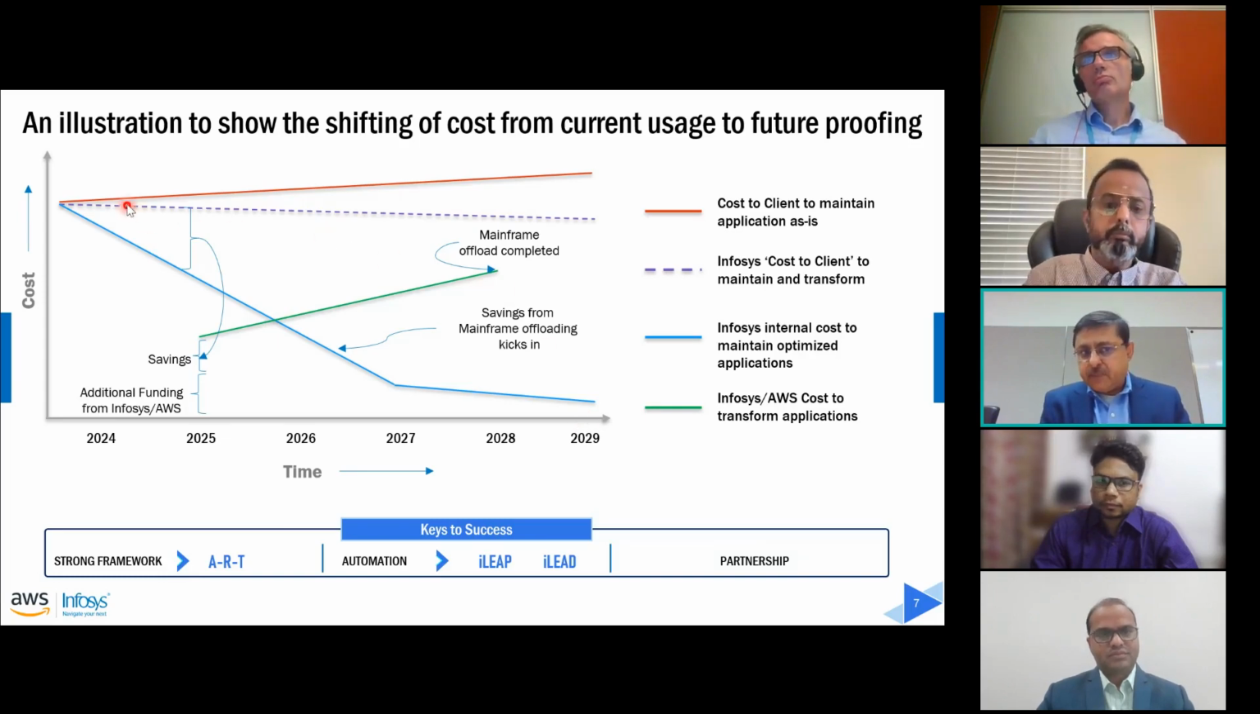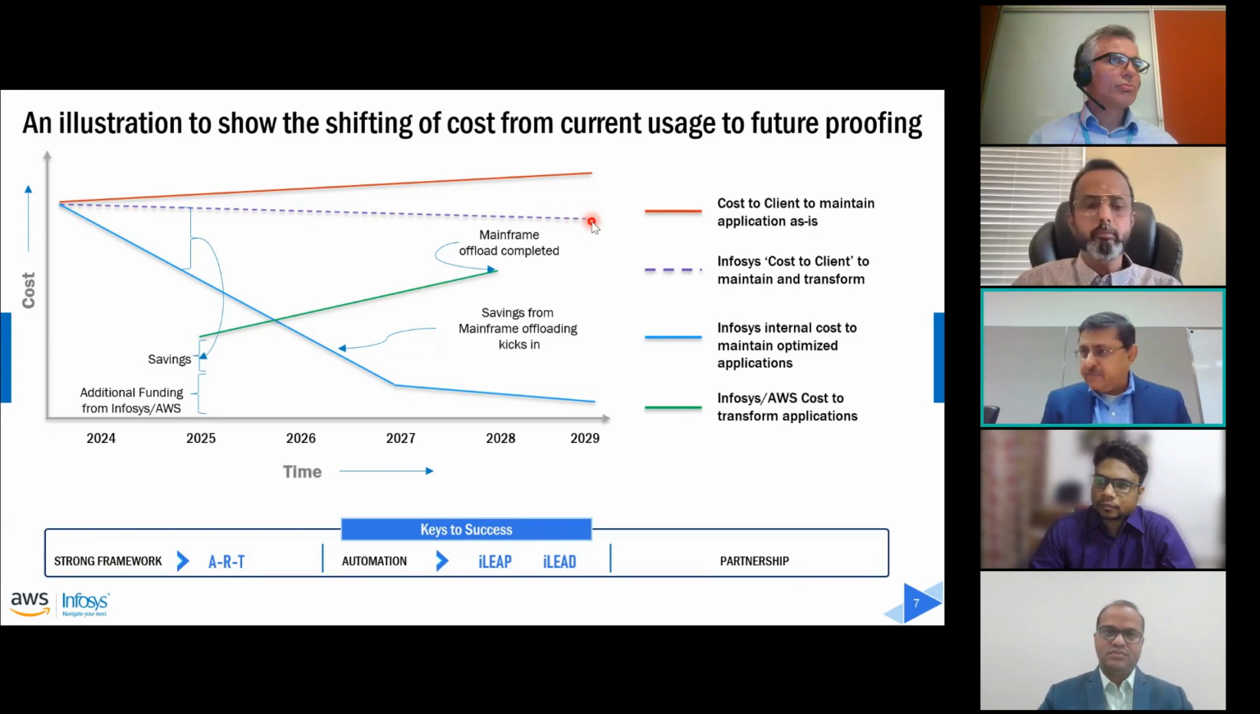Now, that's the reason this purple line shows the cost to the client after we start the transformation. If you see, the purple line is dipping down, and this is the money that the client pays. So what the client is actually paying is less money than they would have if they did nothing. But at the end of it, they get an extremely transformed landscape with no mainframe in the landscape. So that's the beauty of this zero cost transformation approach.